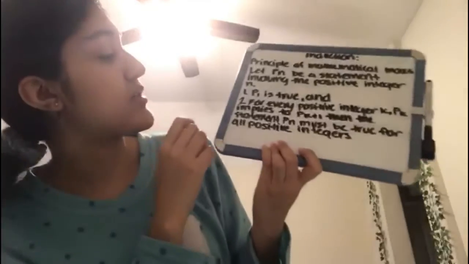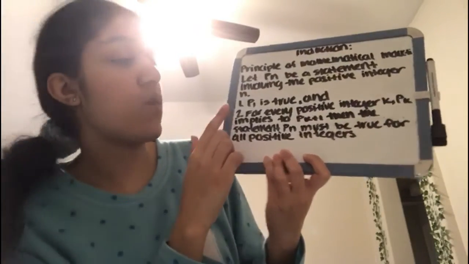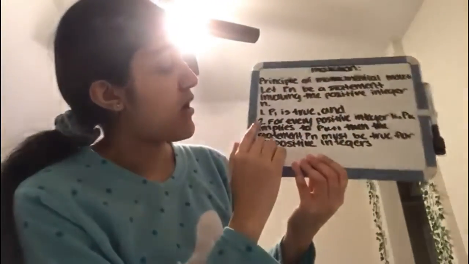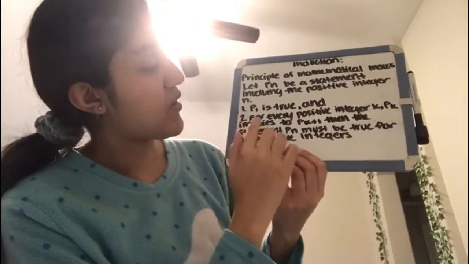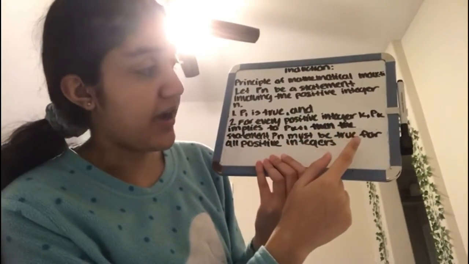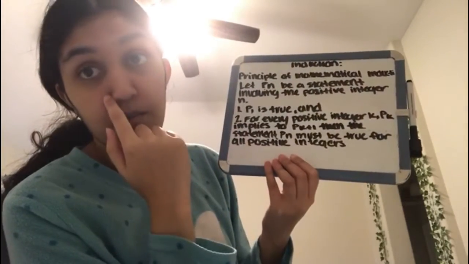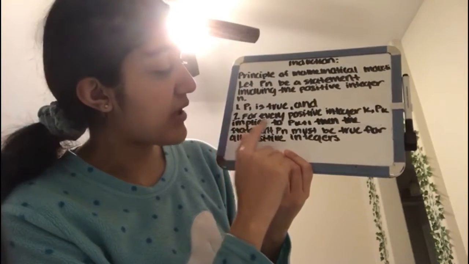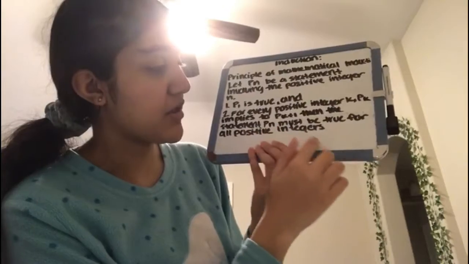Okay, so the next part is that the first step is that P1 is true, and number 2, for every positive integer k, so k is one of the letters that we're going to be familiar with, Pk implies Pk plus 1, then the statement Pn must be true for all positive integers. Now, this is kind of a confusing way because there are so many letters in this explanation.